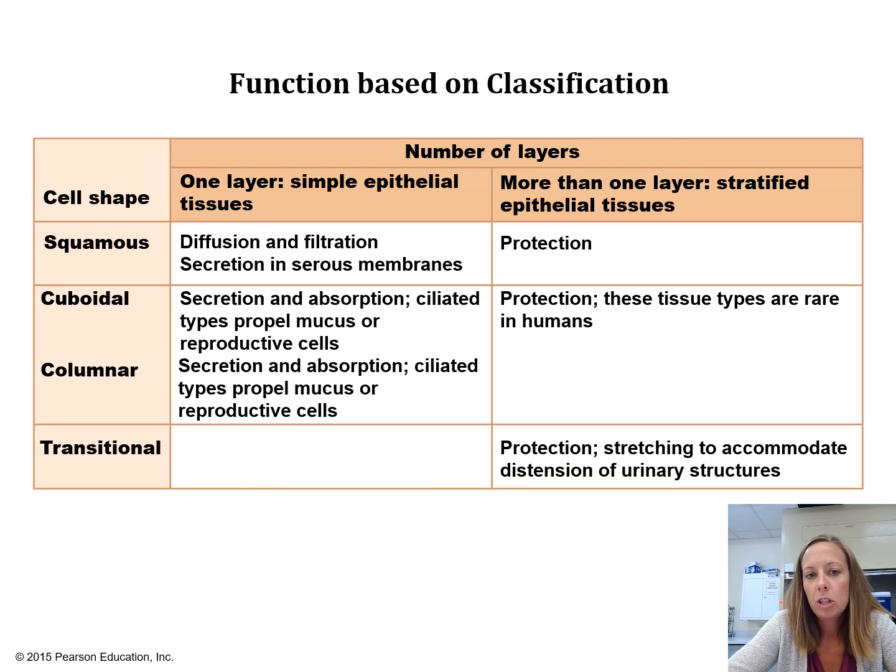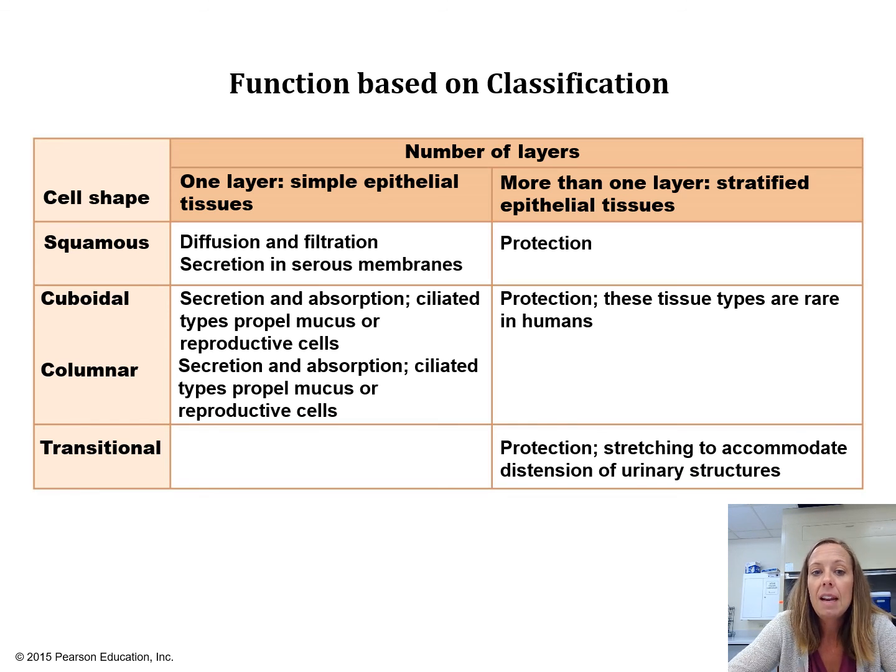Lastly, this is going to show us the different functions based on their classification, because just depending on how it's classified, no matter where that tissue is found, it usually performs a similar function. So your squamous, if it's only one layer, so if it's simple squamous, it's going to be used for diffusion or filtration, and secretion if it's in the serous membrane, because it's going to produce that serous fluid. If it's more than one layer and it's squamous, it will always be for protection. All right. Cuboidal and columnar, when they're in a single layer, they're going to be used for secretion or absorption.